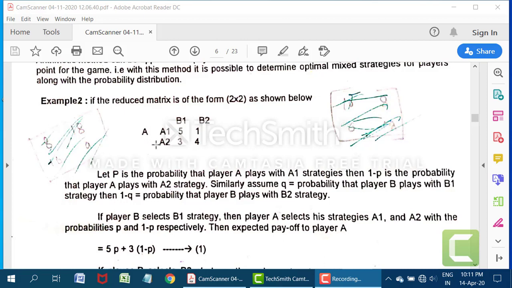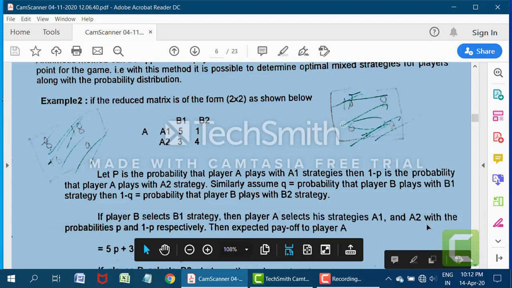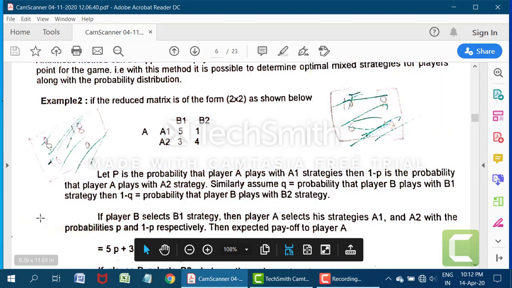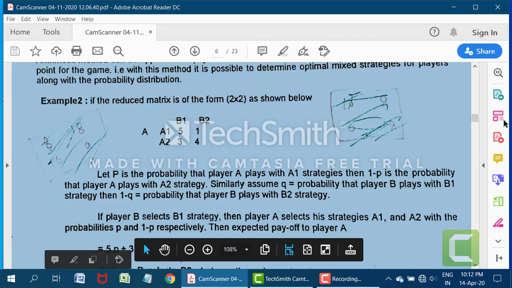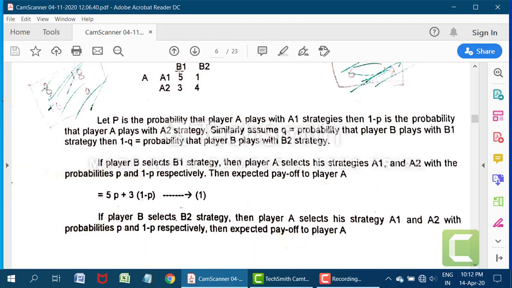When he plays with the A2 strategy, he is going to play with A2 strategy also with the probability 1 minus P. So 3 into 1 minus P. So 5 into P plus 3 into 1 minus P. That is the expected gain to the player A when B plays with the B1 strategy. B is constant with the B1 strategy. Assume that B is going to play with the B1 strategy only, then the expected gain to the player A will be equal to 5 into this probability plus 3 into 1 minus P probability.